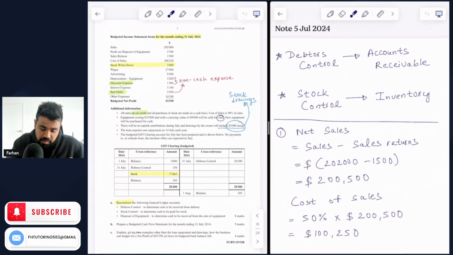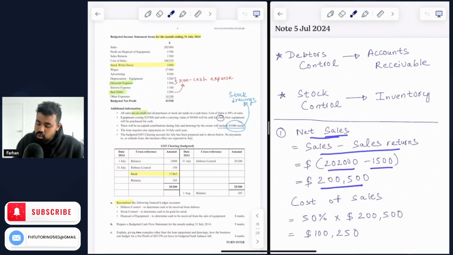So you can check the income statement that's given to us, and you'll see that we're given the amount for sales, which is $202,000. This is the gross sales. And then we're given the sales returns of $1,500. So using these two numbers, we first calculate the net sales, which is the difference between the sales and the sales returns. So the gross sales is $202,000 and the sales returns is $1,500, which gives us net sales of $200,500.